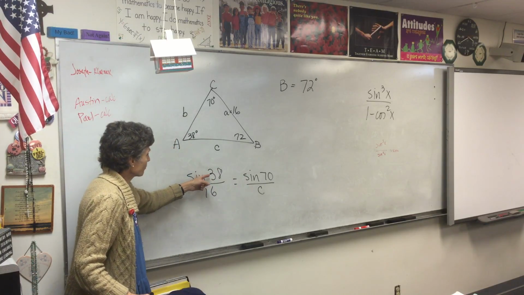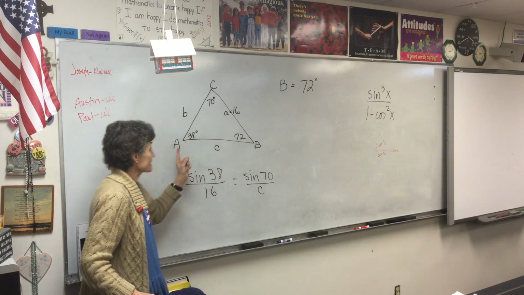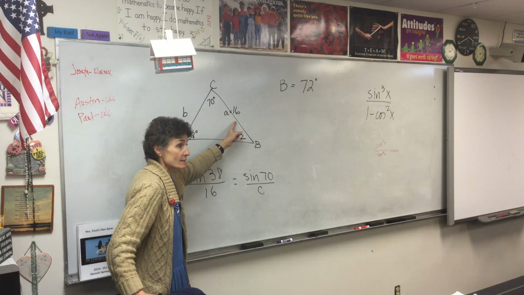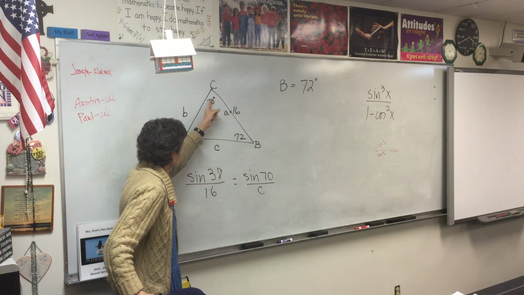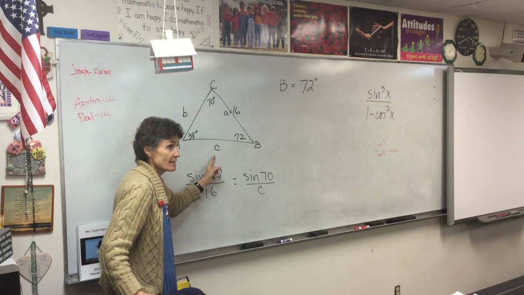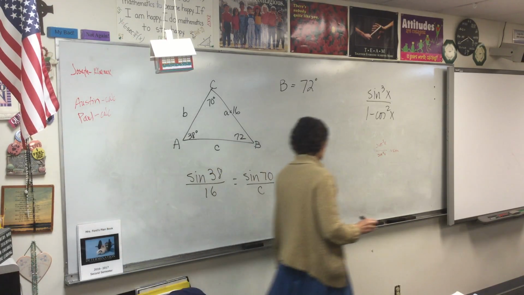Why did I pair the 38 and the 16? Because they're across from each other. That's angle A and side A. Now, does this make sense then? Angle C and side C? Yeah. This is called the law of sines.